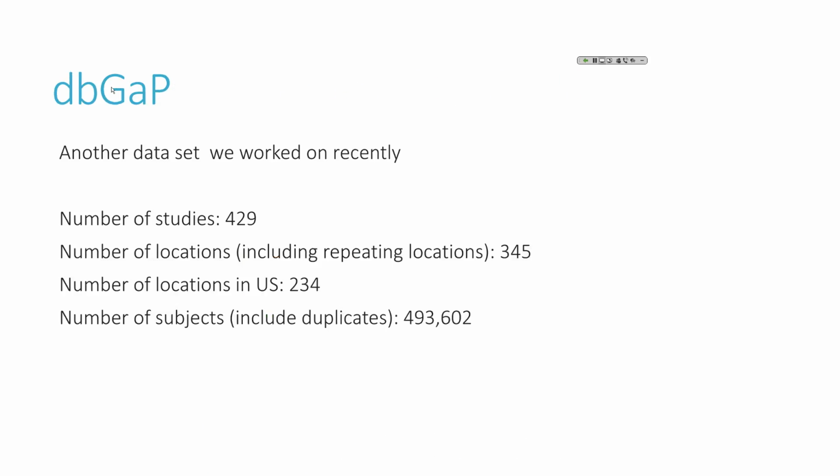Another data set that contains geolocation is dbGaP. There's a limited number of studies that have geolocation. Here we only have 429 studies from DataMed, and out of them there are only 345 that contain geolocation, and the ones in the US are even fewer, at 234. The number of subjects is roughly around 500K.